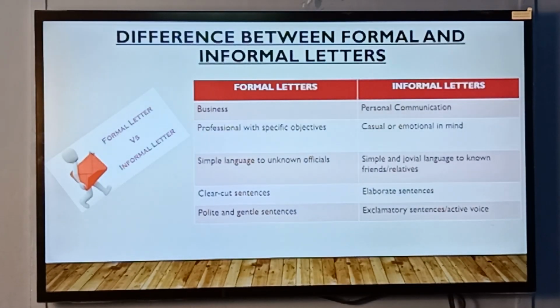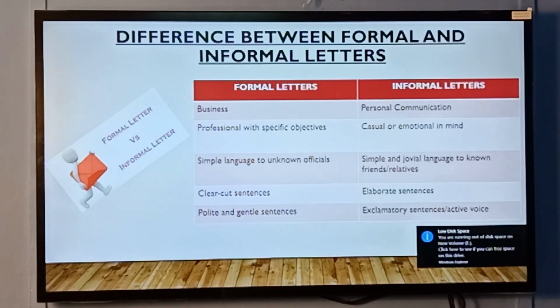Now we shall see the difference between formal and informal letters. Formal letters are for business purposes and informal letters are for personal communication. Formal letters are written with professional tone and specific objectives are mentioned. Informal letters are written in a very casual or emotional mood.